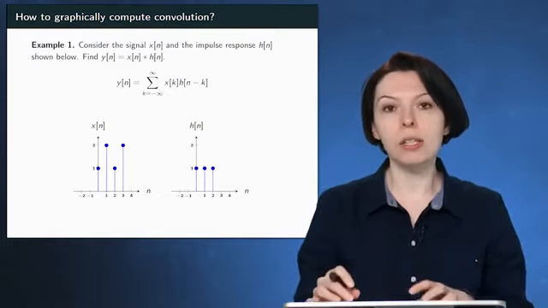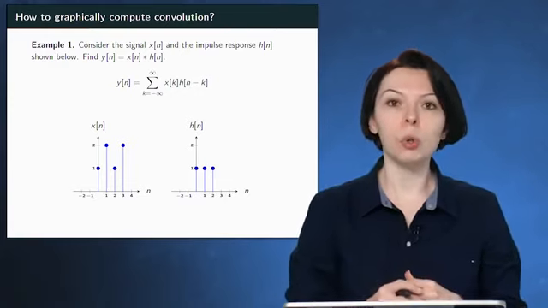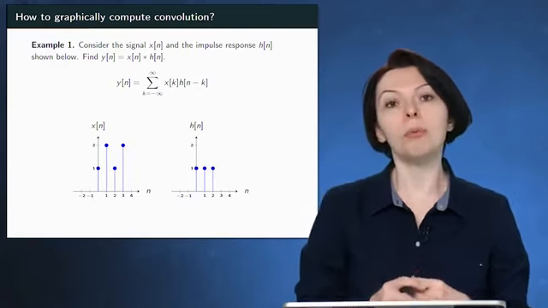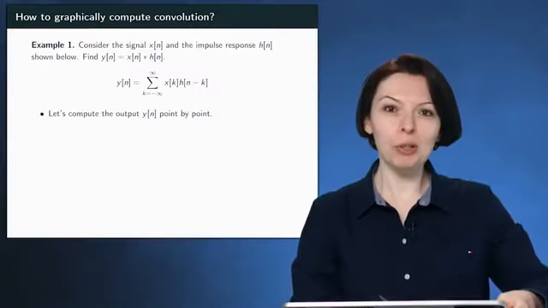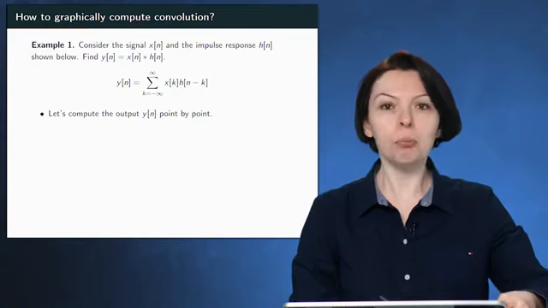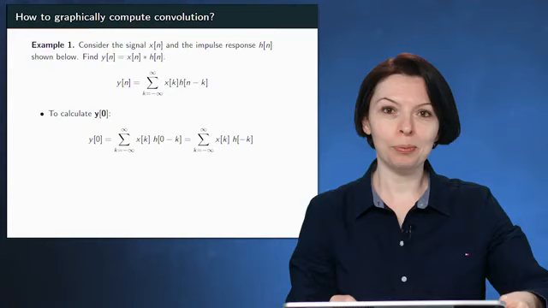So I have 2 signals, x of n and h of n in here, and I want to find the convolution of x and h, and I'm going to name it y of n. So y of n is x of n convolved with h of n. I have the convolution equation. It's provided in here. Let's see how we can do this. In this example, we are going to find y of n point by point for different values of n.